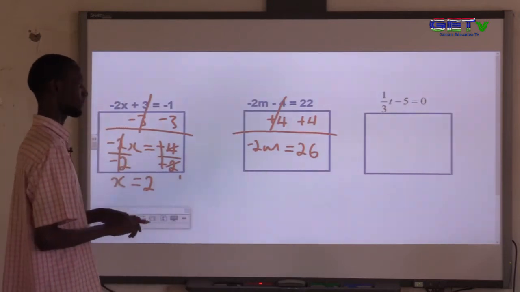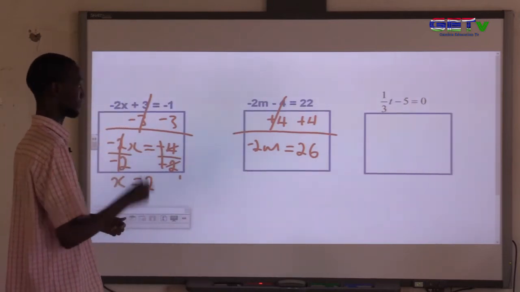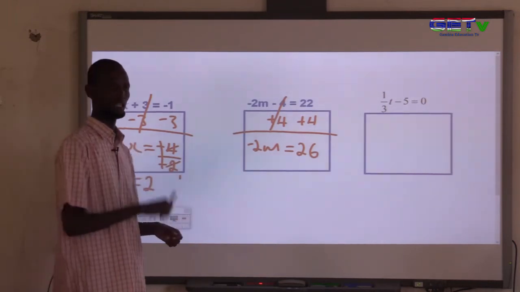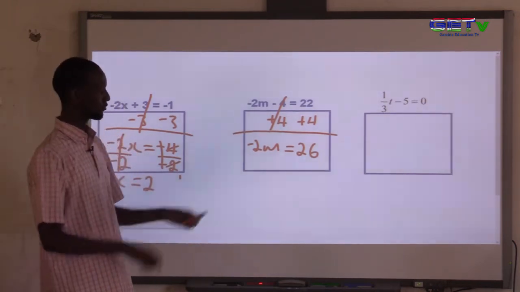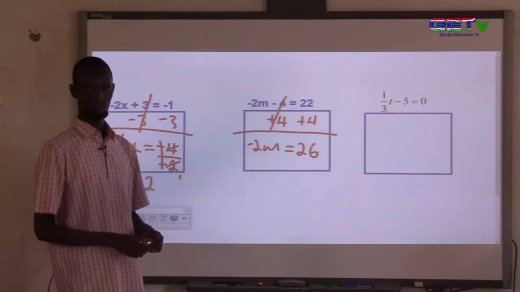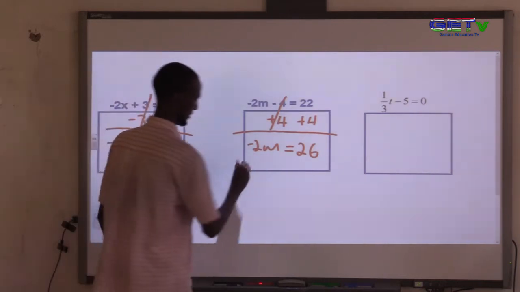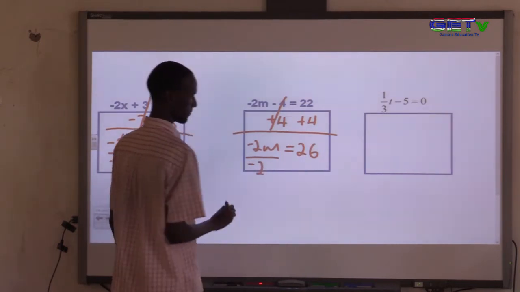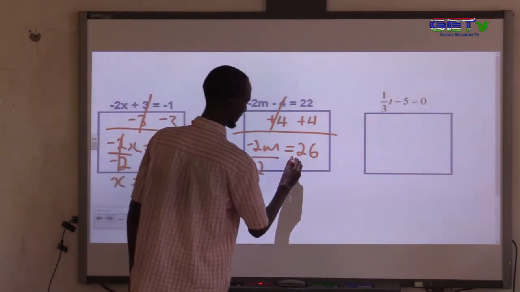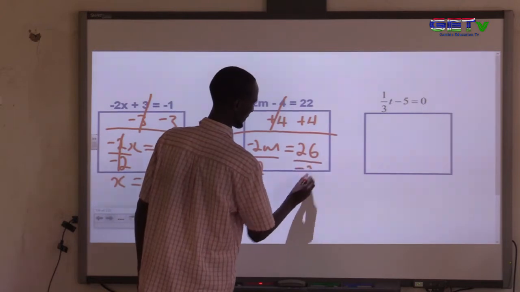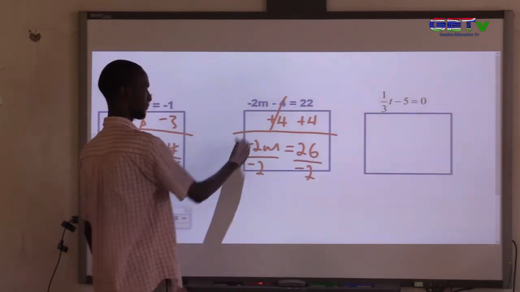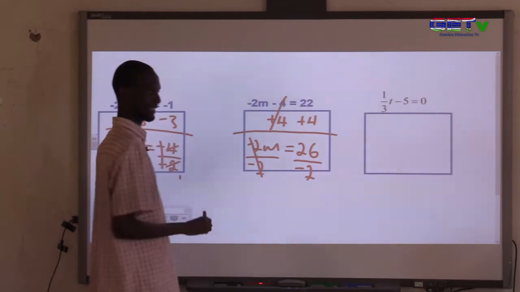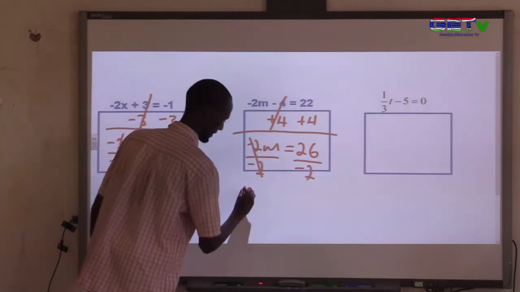Now you have negative 2m, which is negative 2 times m, a multiplication. So we need to undo that multiplication by dividing. So I will divide the left-hand side by the negative 2. I will also divide the right-hand side by the same negative 2. So the negative 2 will cancel out negative 2 on the left-hand side, and you're left with m on that side.